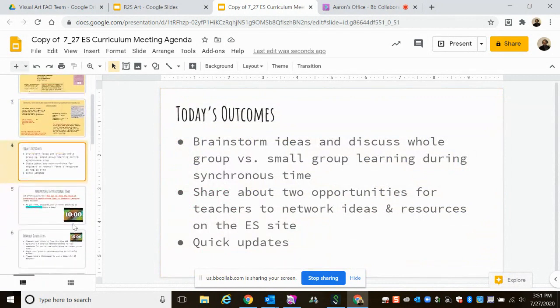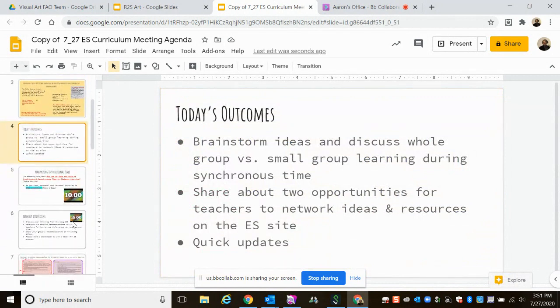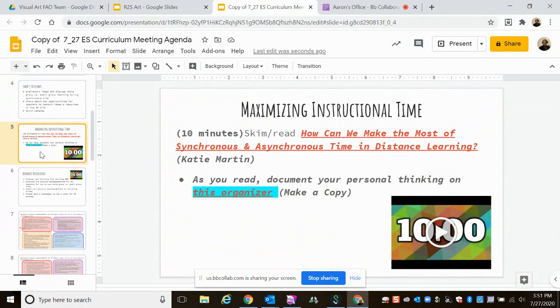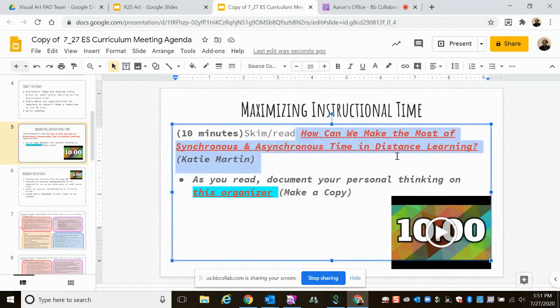The next thing that this organizer did was to share today's outcomes. This is a very good practice for any class, not just a meeting, to say, here's what we're going to do today. After that, they jumped to the next slide. Here's where we start sharing content. And what they did here is that they shared a link to an article in this case.